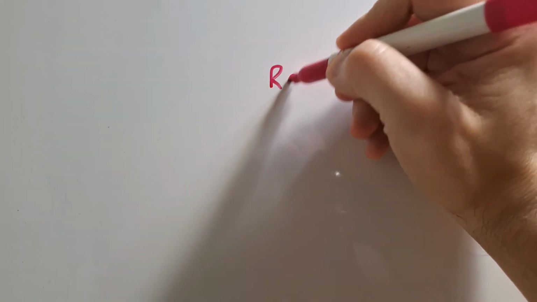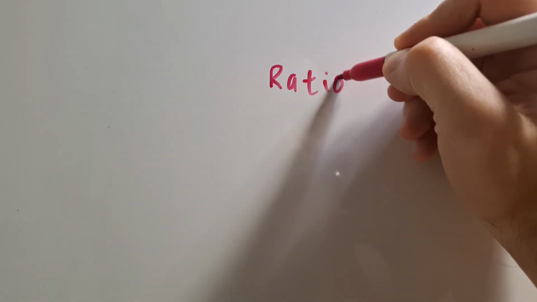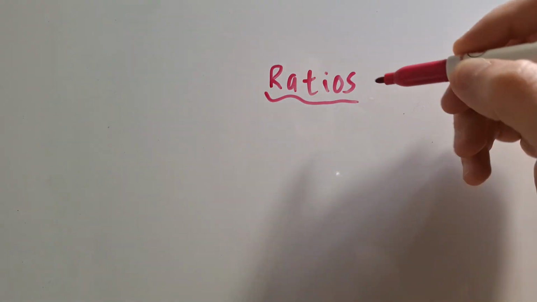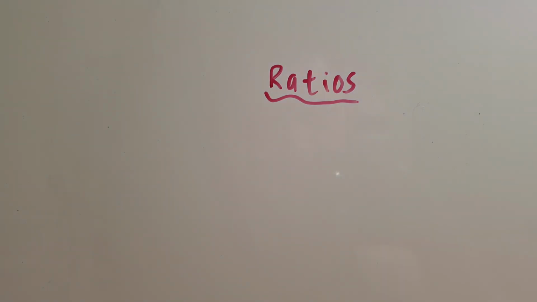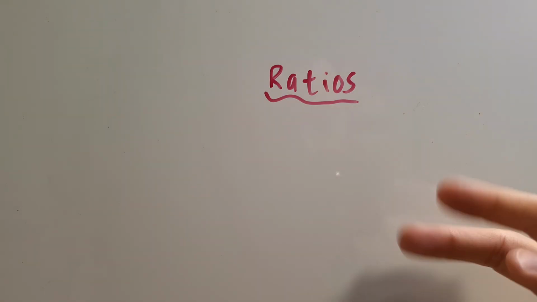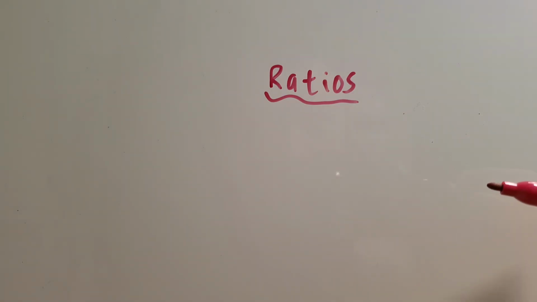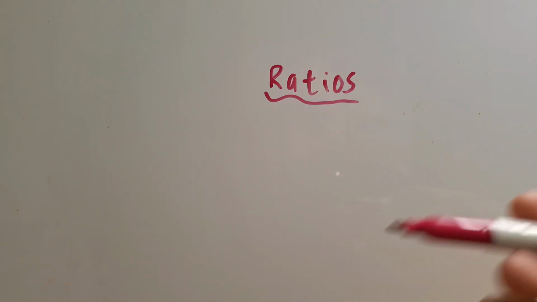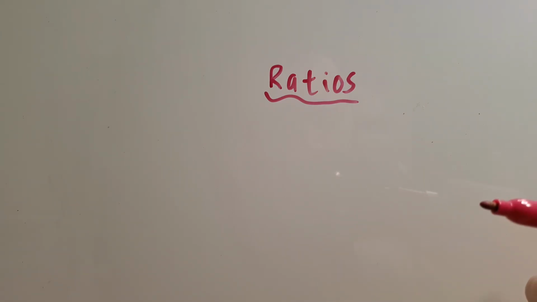Hello everyone. In this video we are going to talk about and introduce ratios. So what is the definition of a ratio? A ratio is a comparison of two quantities, and typically you can compare things like two numbers or two measurements that have the same type of units. We'll get to that in just a moment.